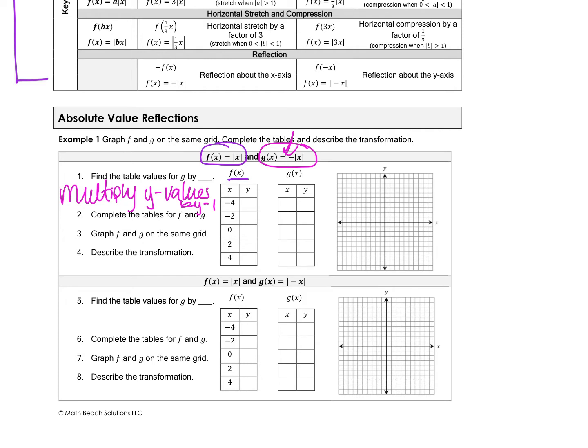So notice the x values are already filled in, so we're going to plug in a -4 for x. Absolute value of -4 is +4, because that's how far it is from 0 when you take the absolute value. When I plug in -2, I get 2. When I plug in 0, I get 0. 2 is still 2, and 4 is 4. So those are going to be my points that I'm going to use here for my f function.